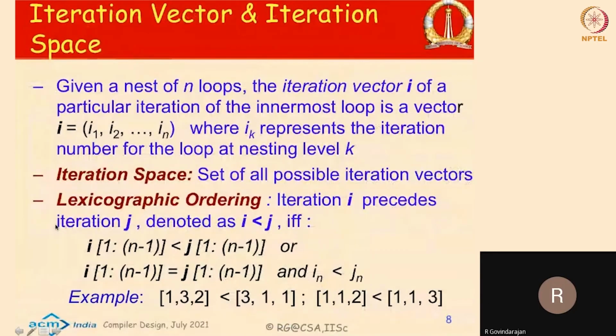So, for example, if I take two iteration vectors 1, 3, 2 and 3, 1, 1, then obviously 1, 3, 2 is earlier than 3, 1, 1. And similarly, 1, 1, 2 is earlier than 1, 1, 3. This idea is what is being captured in a formal way in the statements over here. Again, let's not worry about it. All of you know what lexicographic ordering or dictionary ordering is. When it is extended to vectors, we basically understand what that means.